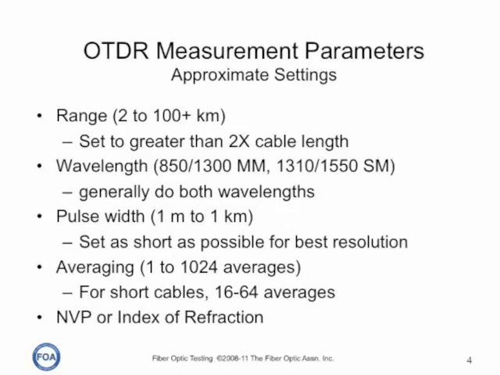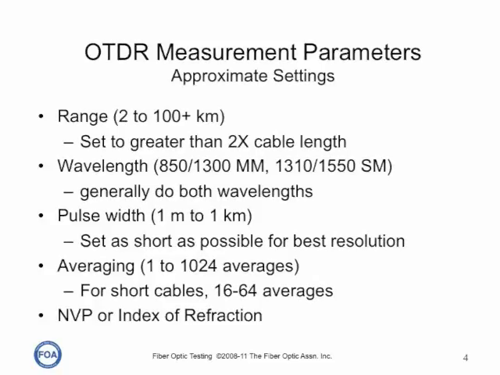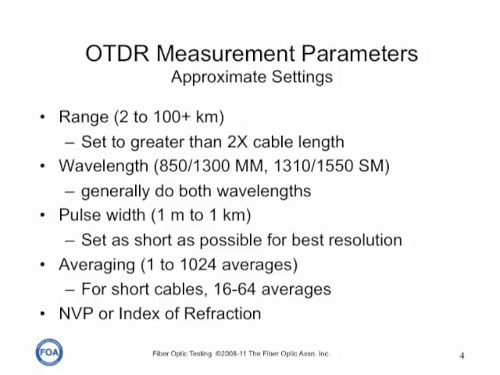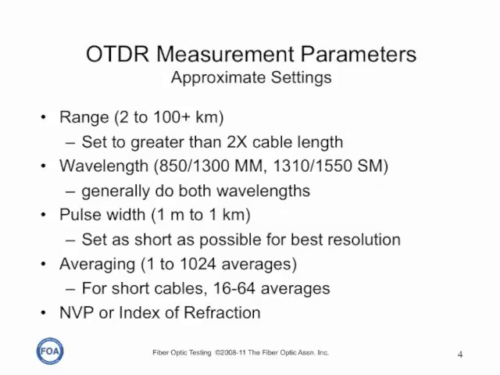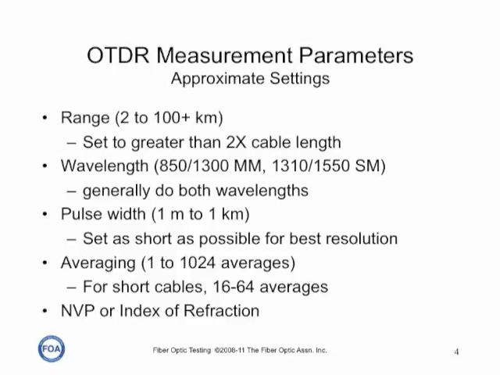In order to get good data from an OTDR, you need to set a number of measurement parameters. The range, which should be set to twice the cable length; the wavelength, to match the wavelength of the system you're testing; the pulse width, which determines how far the OTDR can see in the distance and how well it can resolve closer; the number of times you average the signal, which reduces the noise; and the NVP, nominal velocity of propagation or index of refraction, which is the calibration for the distance measurement on the OTDR. Let's look at all of these in detail.